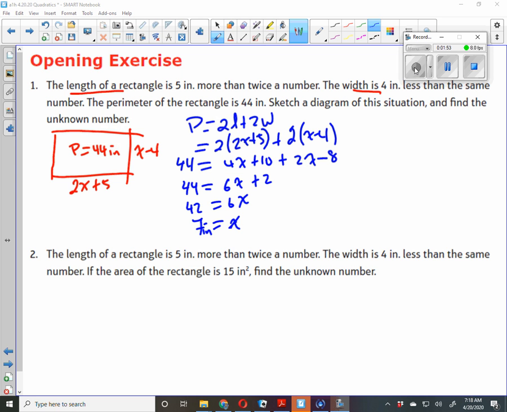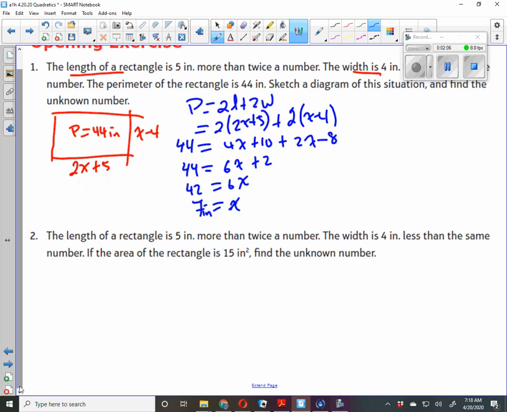All right, so this wasn't so bad. This was just basically a warm-up, making sure you can write the equations and solve. We end up with 7 inches for x. Problem number 2 gets a little more exciting.